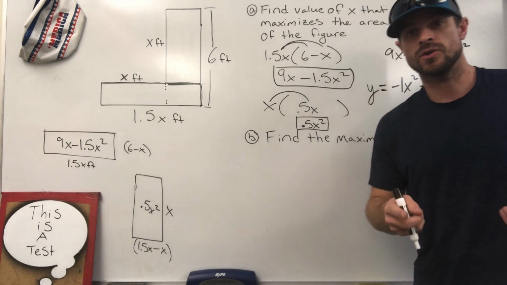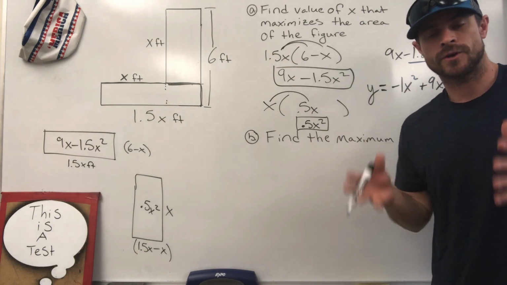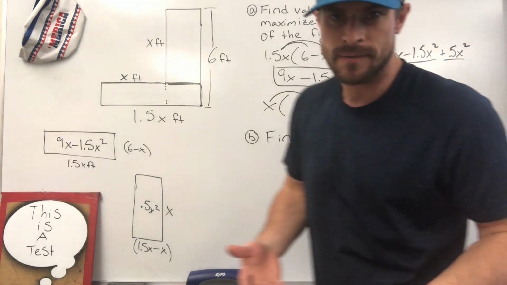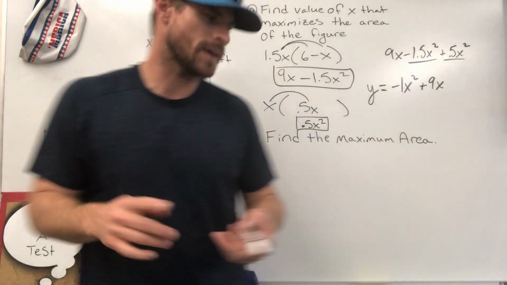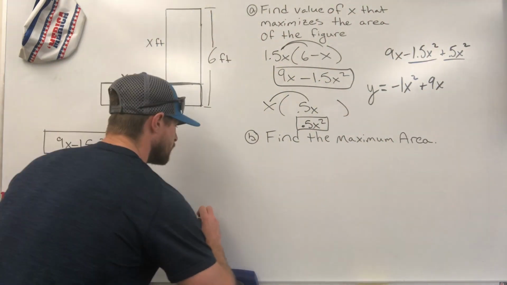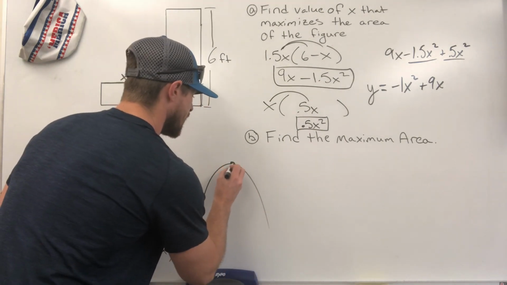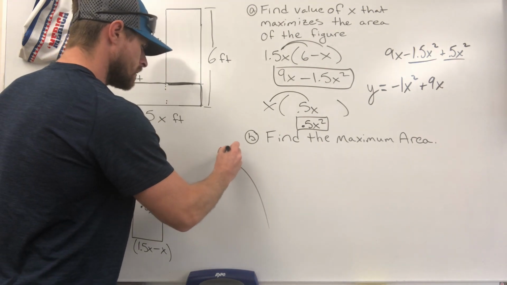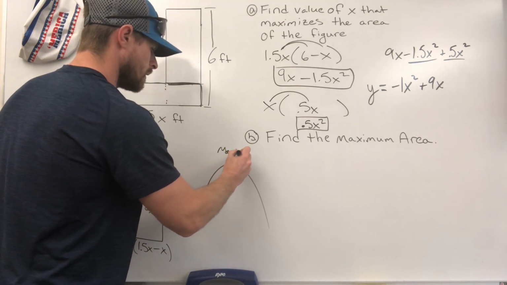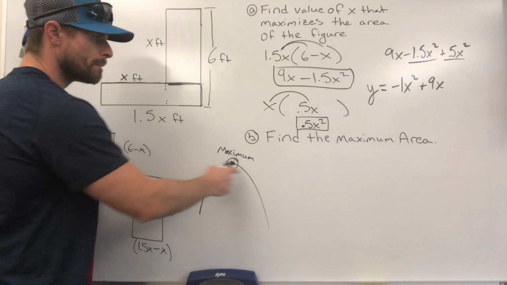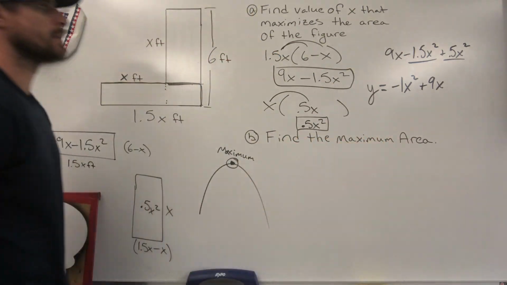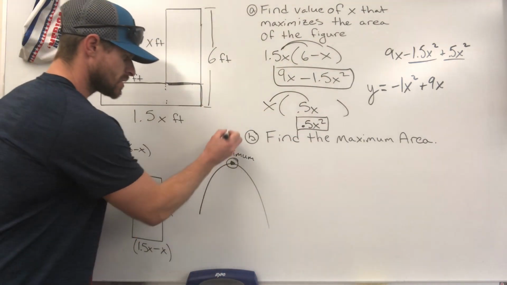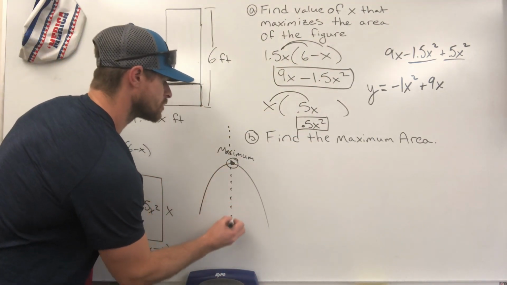Now what we can do is find the vertex of this quadratic like we would find the vertex of any quadratic. Why do we want to find the vertex? Because if we can figure out the highest point, that would be our maximum possible value. That would be our maximum area. Okay, so find the value of x that maximizes the area for the figure. We need to start by finding the axis of symmetry.